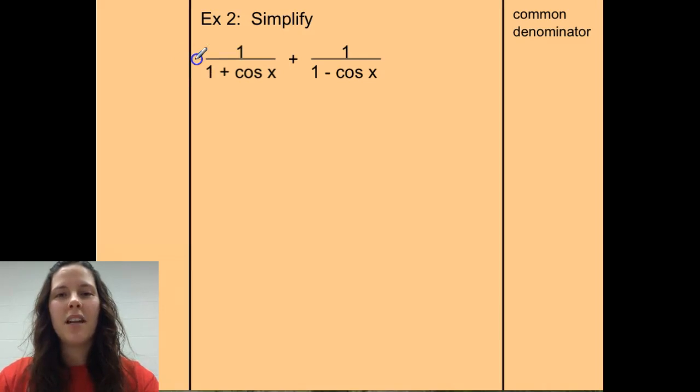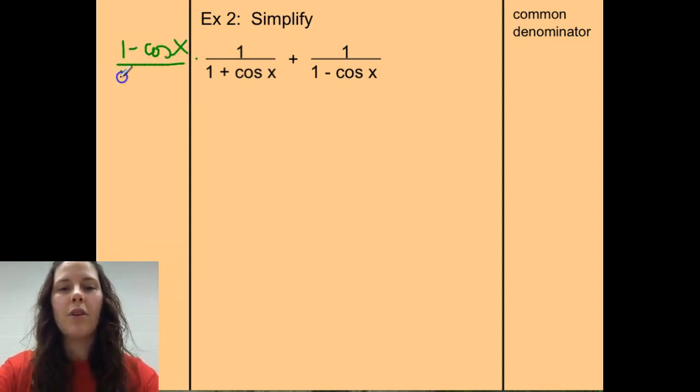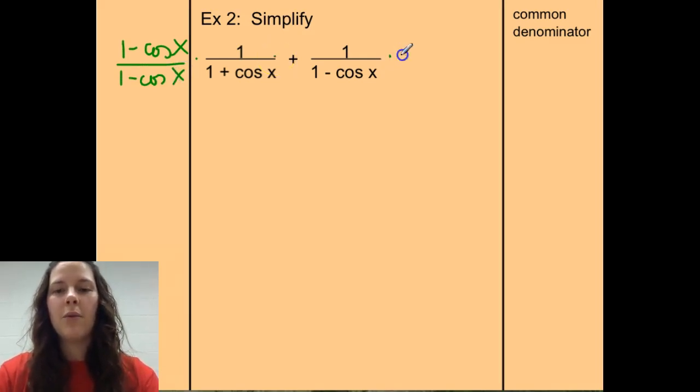Again, we need a common denominator for this example, and again, they don't have anything in common, so we're going to multiply each of them by the other denominator. So this one is 1 minus cosine x over 1 minus cosine x. We'll multiply our second fraction by 1 plus cosine x over 1 plus cosine x.